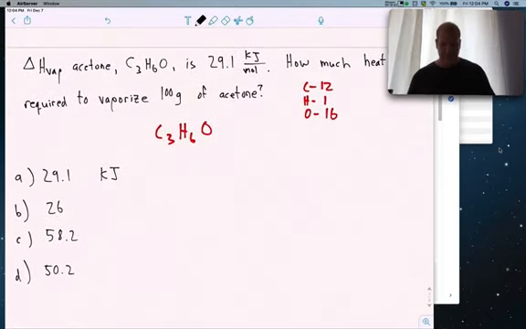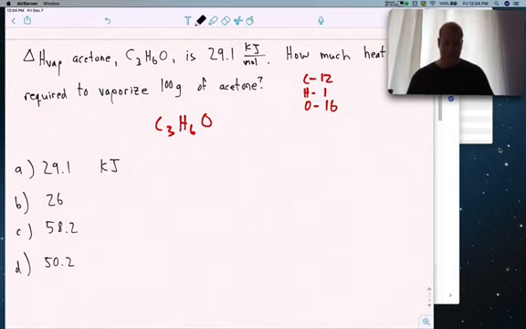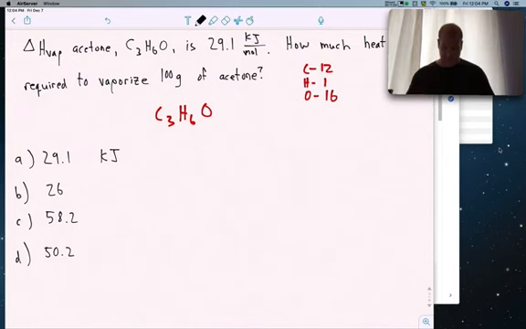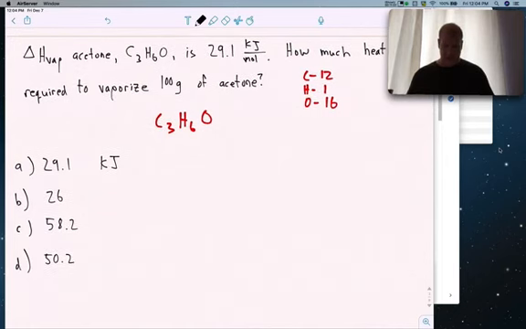Okay, so this is your turn. If you want, you can pause the video and try this out. If not, I will go ahead and solve this for you. First things first, how much heat is required to vaporize 100 grams of acetone? We have to get the molecular weight of acetone first. Let's see, 3 carbons, 6 hydrogens, 1 oxygen. So 3 carbons, that's 36, plus 6 for the hydrogens, 42, plus oxygen is 16. That's 48 grams per mole.